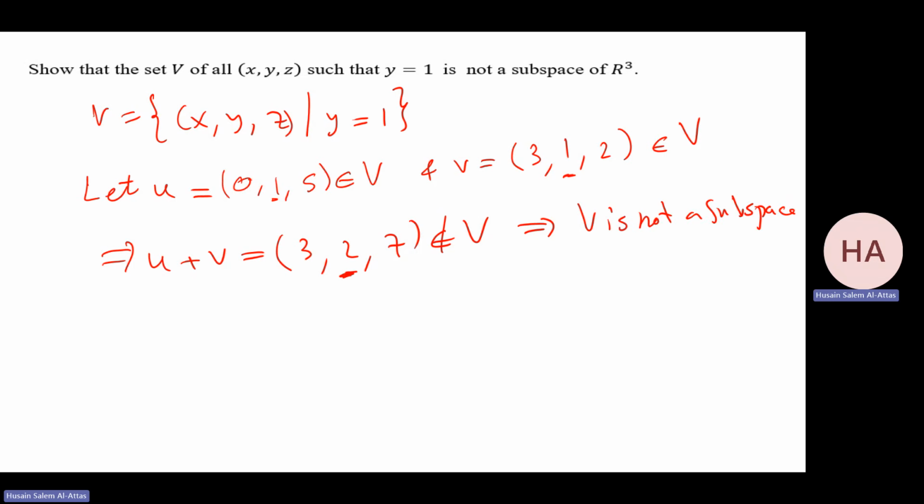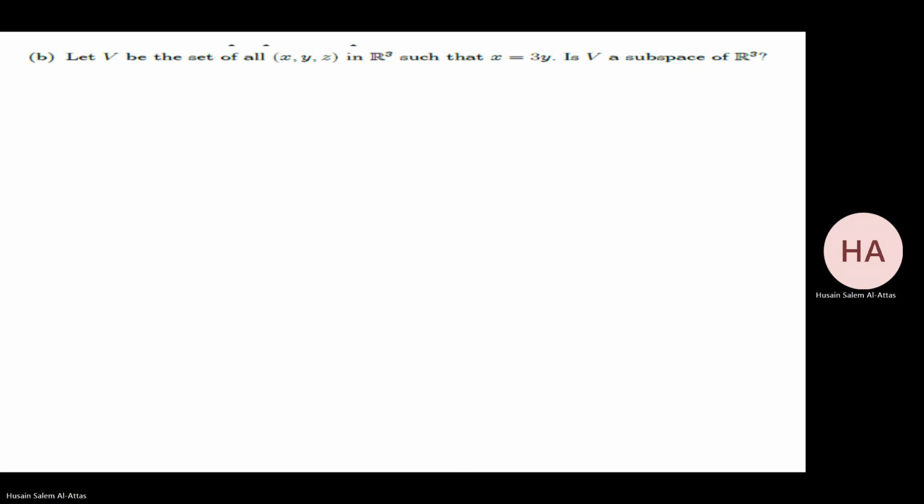Also in 4.2, he moved to R4, to Rn. The same idea, exactly. Let V be the set. Now the question is: is V a subspace, not show it's a subspace. Is it a subspace or is it not a subspace? X equals 3y. What do you think?